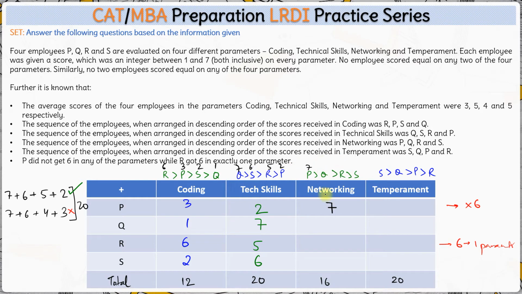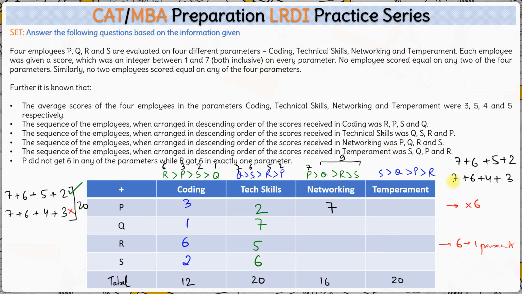The sum of the other 3 ratings should be 9 over here. Okay. And for temperament also we know the sum of the ratings is 20. We have already seen over here, the sum of the ratings is 20 when you have a 7, 6, 5, 2 combination, or you have a combination of 7, 6, 4 and 3. The least is obtained by R over here and the second least is P.